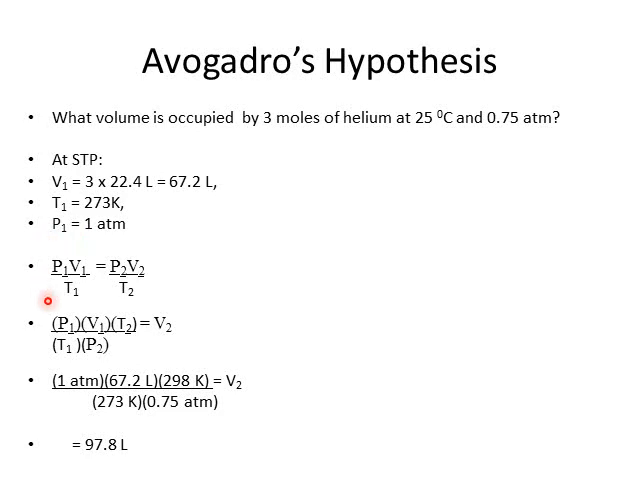I rearrange or transpose this equation to get V2, my unknown, on its own, and my knowns on the other side. So there's my P1 and my V1. My T2, as you can see, when it comes to the other side, becomes multiplied by the P1 and V1, which is my 298. My P2 becomes divided when it moves to the other side of the equation, so it's then multiplied to my T1 here. So I have 1 atmosphere multiplied by 67.2 liters, multiplied by 298 Kelvin, all divided by 273 Kelvin times 0.75 atmospheres. When you put all that into your calculator, you will get 97.8 liters.